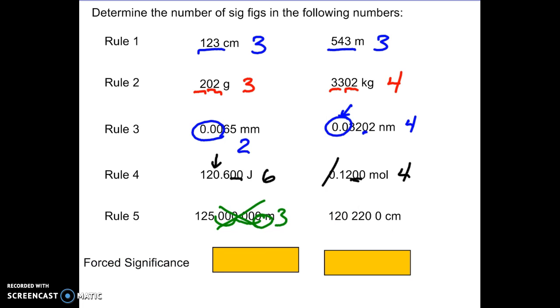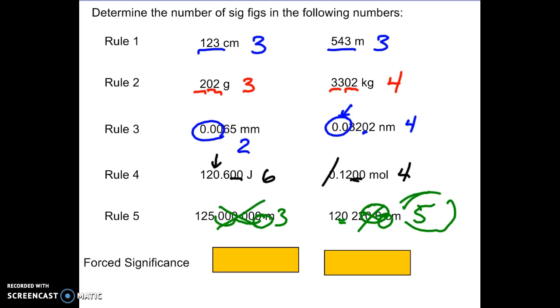Second example, this zero is between two non-zero digits, making it significant, but these zeros are at the end of the number and to the left of where the decimal should be. There is no decimal point back here, so these zeros are not significant, giving us 1, 2, 3, 4, 5 significant figures.